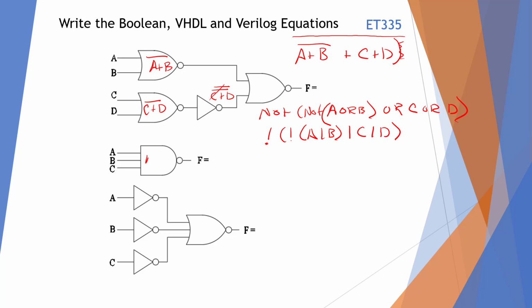So this is going to be A, B, C, bar. So our VHDL is going to be not A and B and C, parentheses. And so our Verilog is going to be A and B and C, parentheses.